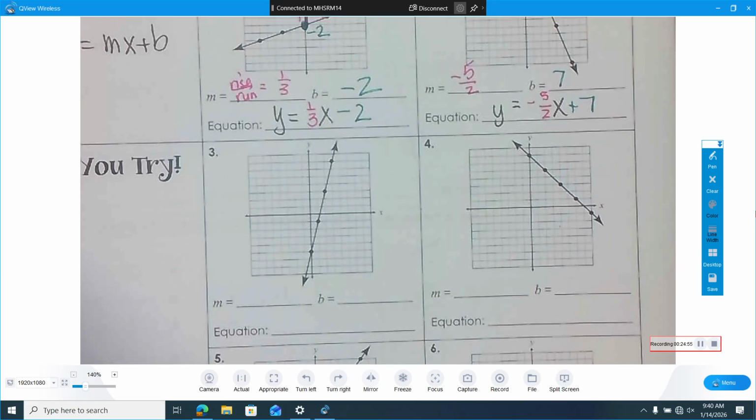Slope. From here, we're going up how many? 4. And then over 1. So 4 over 1, which is just 4. And then the x, and then the minus. Okay, cool. Very good, you guys.